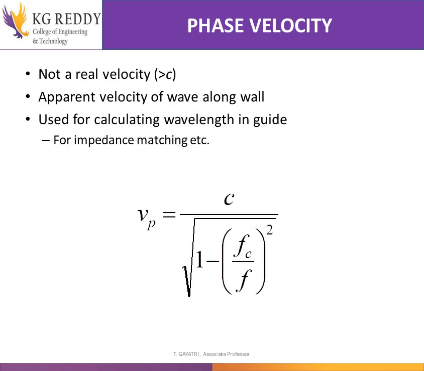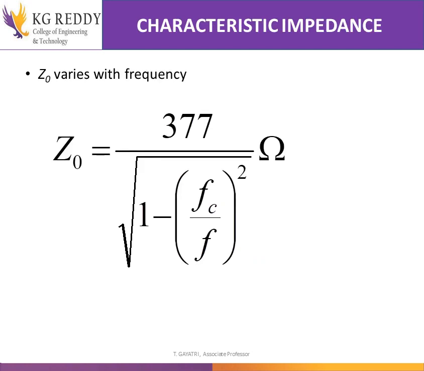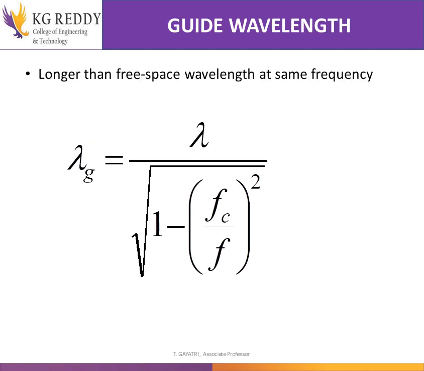The phase velocity is given by this formula. The characteristic impedance for a waveguide is given by this formula, whereas the guide wavelength is given by this formula.